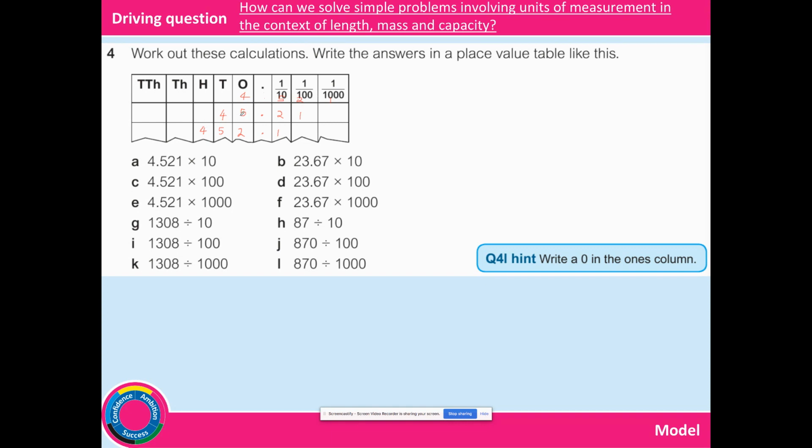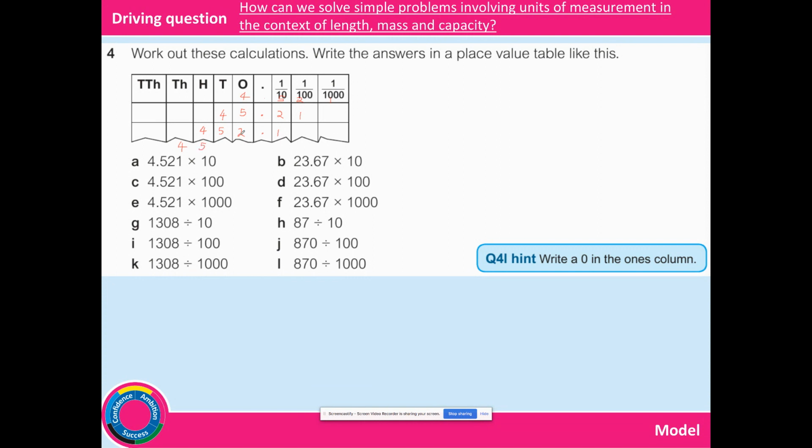4521, 4521, 4521. Nothing's changed. Now when we multiply by 1,000, there's 3 zeros. We're going to move 3 places. Here's the 4. 1, 2, 3. So the 4 is going to go there. The rest of the numbers just follow on.